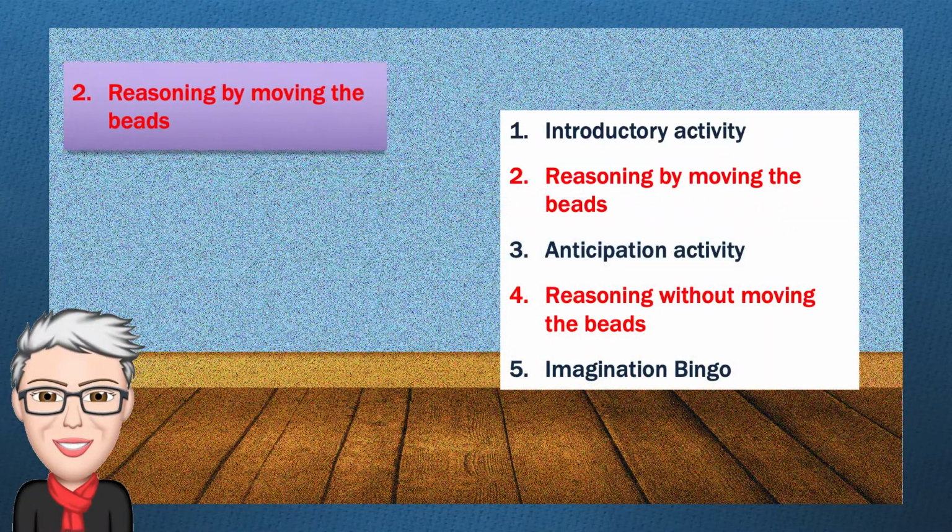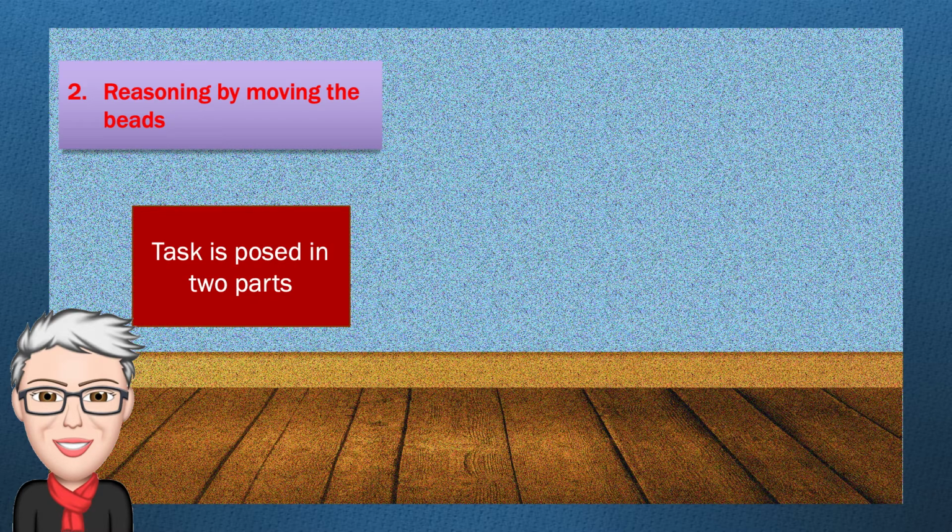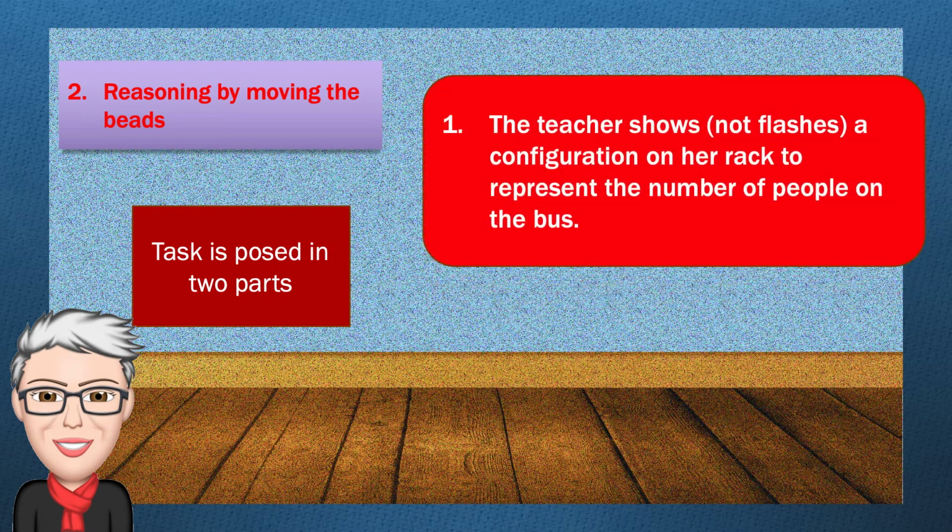Activity 2, reasoning by moving the beads, is one of the main activities in part 2 of the structuring numbers sequence. This activity will be used over and over many times. Each task is posed in 2 parts. First, the teacher shows, not flashes, a configuration on her rack to represent the number of people on the bus. The children show the same configuration on their racks, and the class agrees on how many people are on the bus.